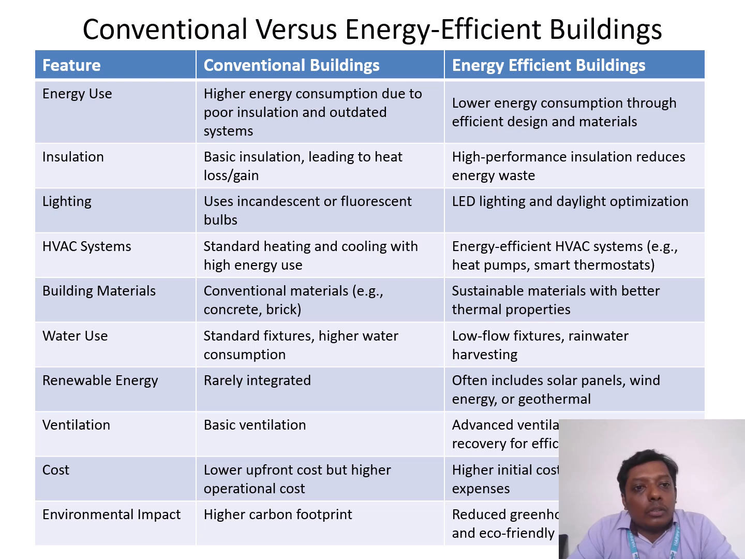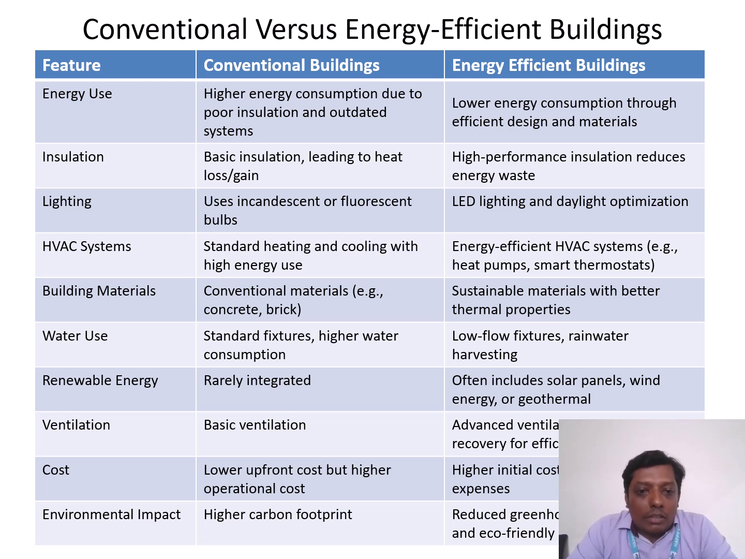In that, first, we are going to see about energy use. In conventional buildings, higher energy consumption due to poor insulation and outdated systems. In energy efficient buildings, lower energy consumption through efficient design, materials, and insulation. Conventional has basic insulation; here, high performance insulation mainly reduces energy waste. Lighting: normally fluorescent bulbs; here, LED lighting and daylight optimization. HVAC systems: the standard heating and cooling with high energy use; here, energy efficient HVAC systems.